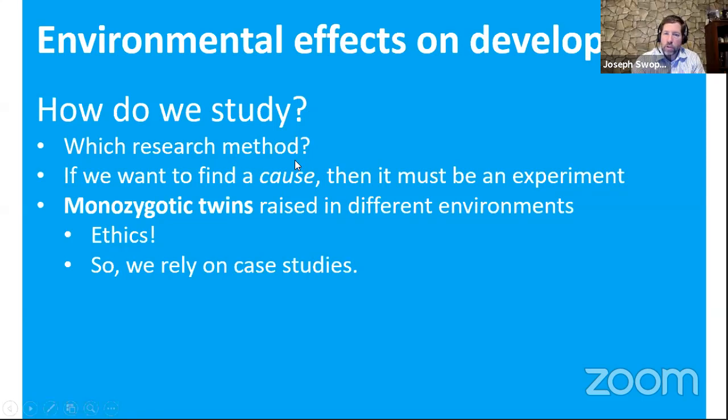So how do we study environmental effects on genetic expression and development? We're going to rely on case studies. I mean, if we have billions of people in the world and 350 million people in the United States, it is possible to find two identical twins who, through accident or circumstance, not by purposeful design, were raised in different environments. That is how we would study this kind of thing.